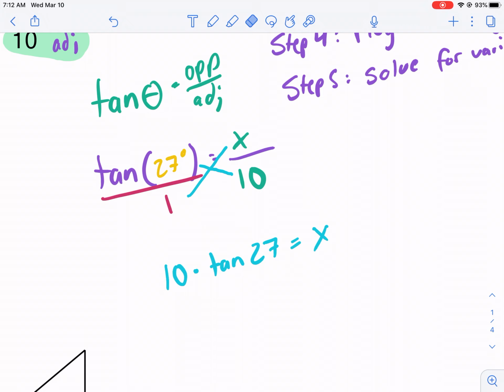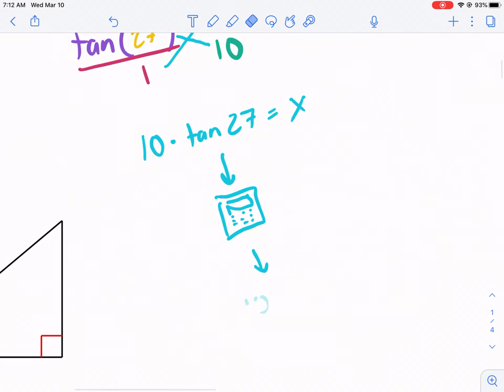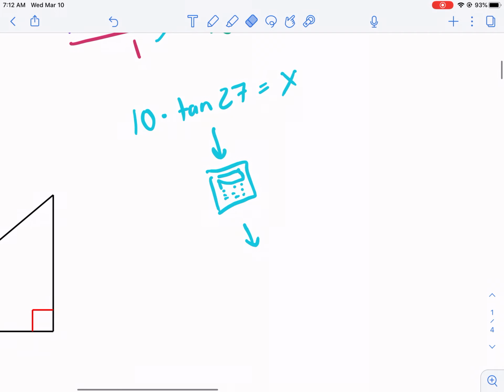We're almost done. So all I'm going to do now is type in 10 times this expression into my calculator, okay, just so you know I'm using a calculator. Sorry, normally I draw a pretty good calculator. That one's a little lacking, but I'm just going to type that expression into my calculator. And each calculator is different. Some calculators you'll have to type in 27 tangent and then hit enter. On my calculator, I type in tangent, then 27. So it just depends on your calculator. But anyway, I get 5.095.